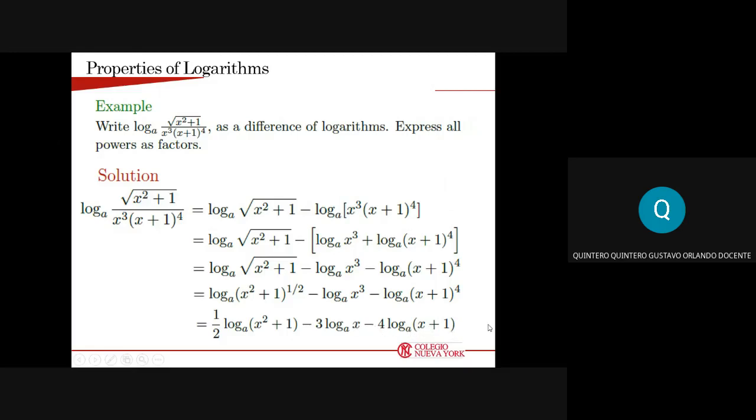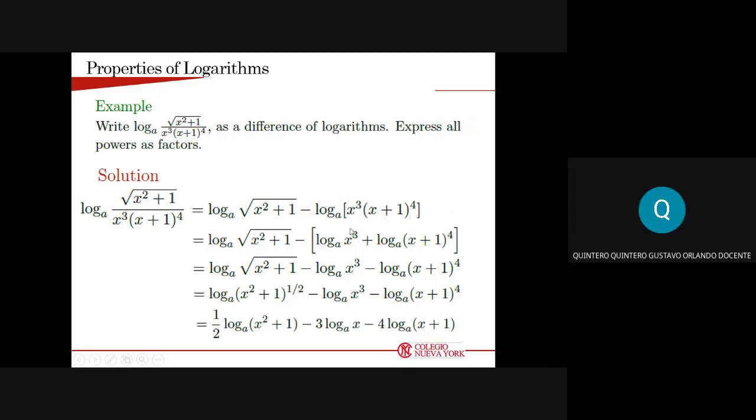There it is. There it is, guys. There it is. We have 3 logarithms, right? These logarithms are subtracting, so we express this as differences. Remember, difference is the same as subtraction. Subtraction, right? Mr., I have some questions.